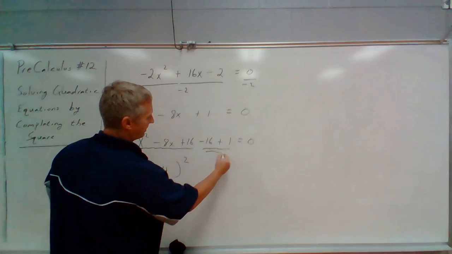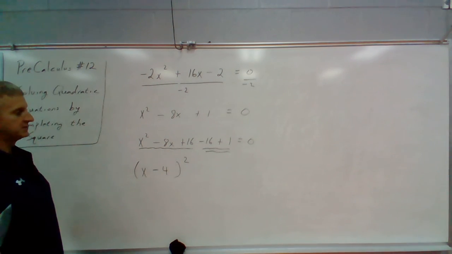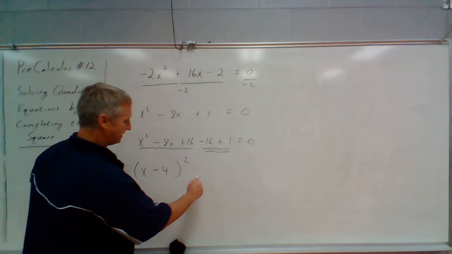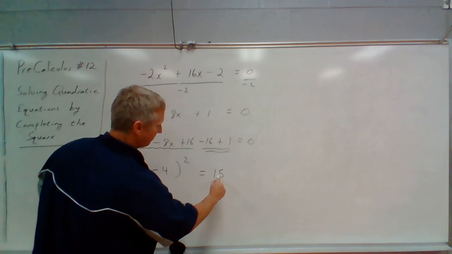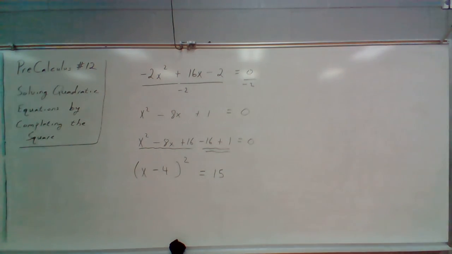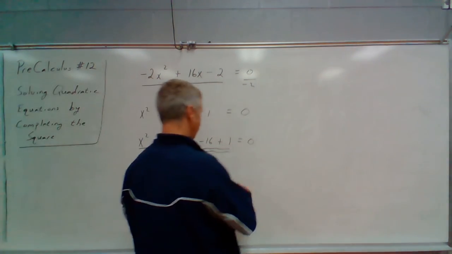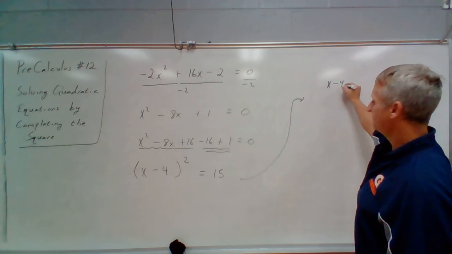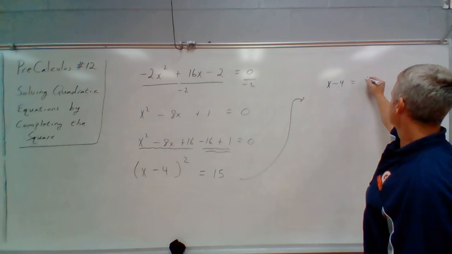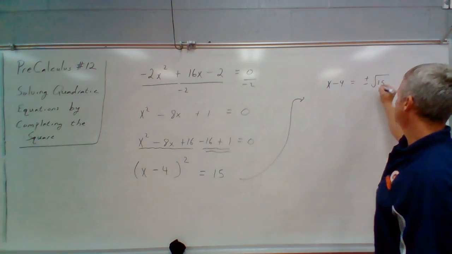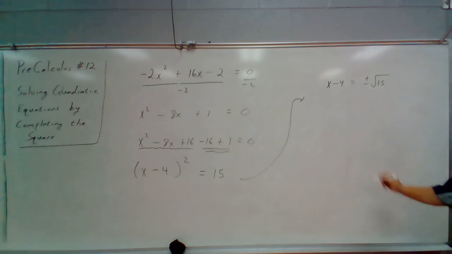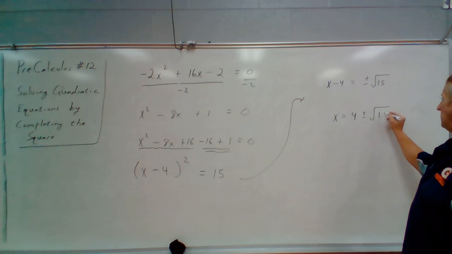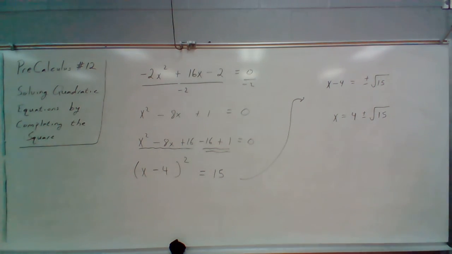I'm going to simplify these. 1 minus 16 is negative 15. And I'll go ahead and add that to the other side. So equals positive 15. Then I'll take the square root of both sides. X minus 4 is equal to plus or minus the square root of 15. I'll add 4 to both sides. And I have my two solutions.